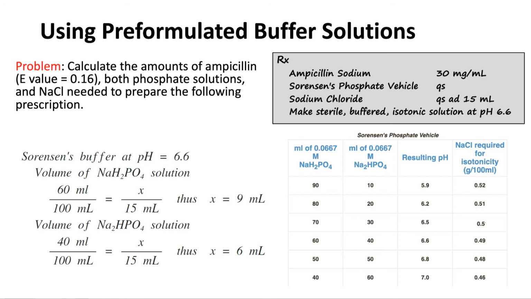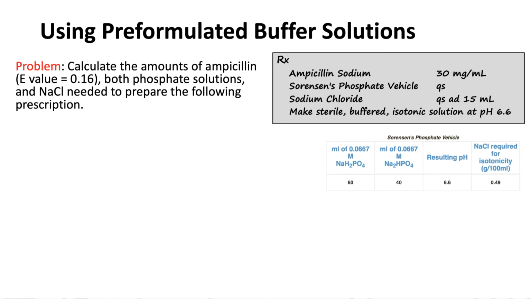Fantastic. We're almost done, right? We know the volumes of our two different solutions to use. We got the right pH. The only thing we haven't completed yet was our calculations for isotonicity. So let's do that. Let's go back to this table, and I've shrunk it up to where we're only looking now at the values for this pH of 6.6.